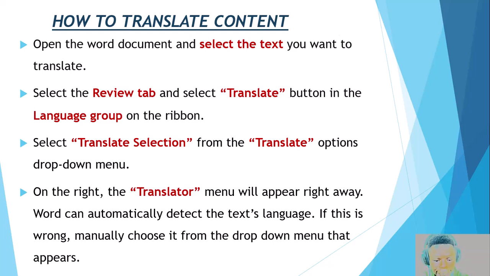Word can automatically detect the text language. Like in Microsoft Word, it can automatically determine that maybe the language of this text is English, or is in Spanish, or in French or other languages. Okay, if this is wrong, manually choose it from the drop down menu that appears. When Word gives you the language, maybe it says English and you think it's wrong, you just have to ignore that one and choose the correct one.